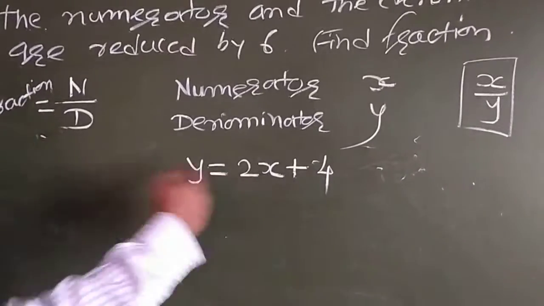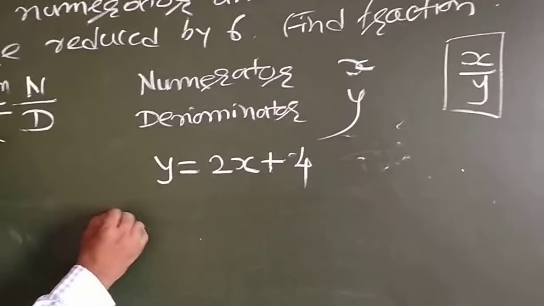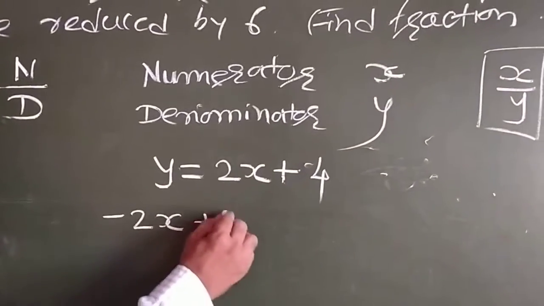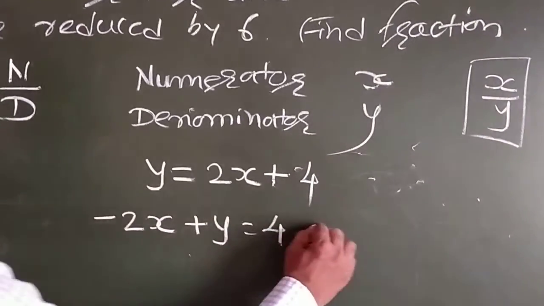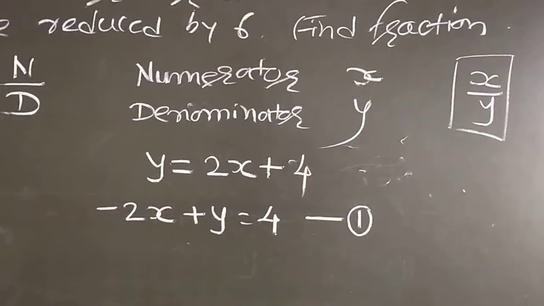Then we rearrange this equation. Minus 2x from the right side to the left side, the sign will get changed, that will become minus. Y remains as it is and 4 also remains as it is. That is how we got equation number 1.